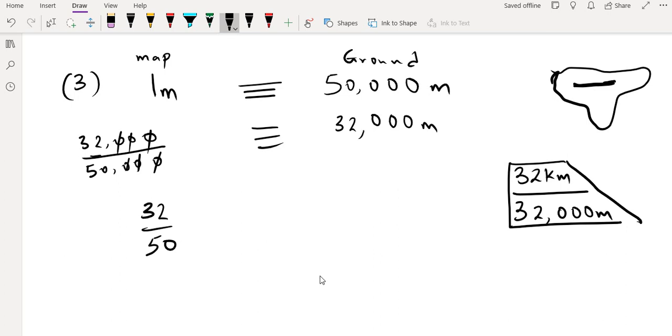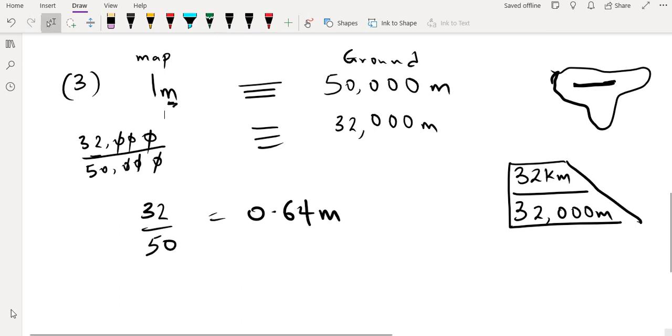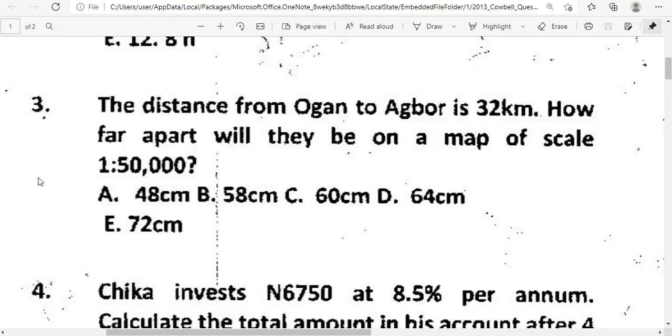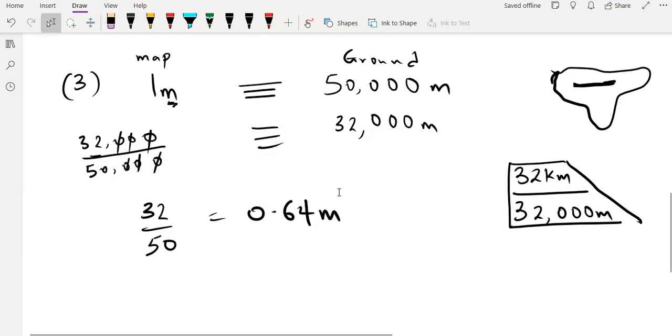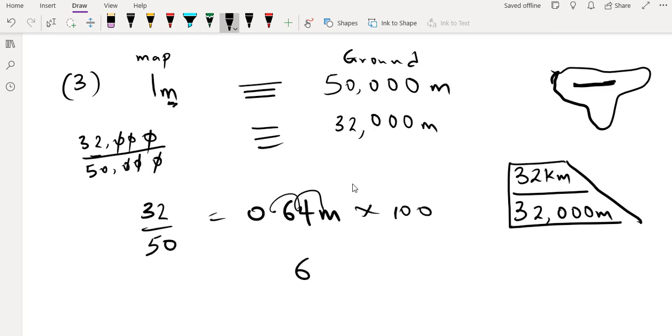Multiply by 100. Move your point. This is 0.64. Yes. 0.64 is in what? Meters. But looking carefully, they left the answer in what? Yes, good morning. They left the answer in what? Centimeters. In centimeters. Kunle, you are late. So how do you convert to centimeters? You multiply by 100. Then you move your point twice. 1, 2 equals 64 centimeters.